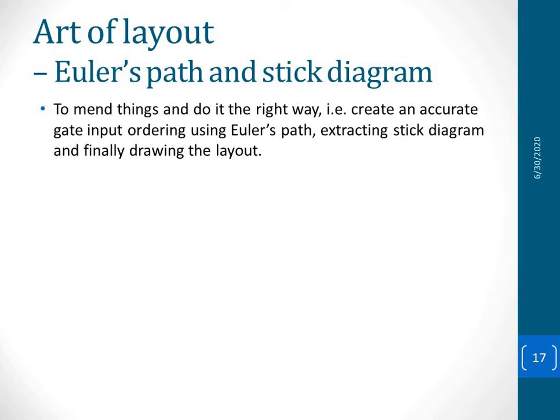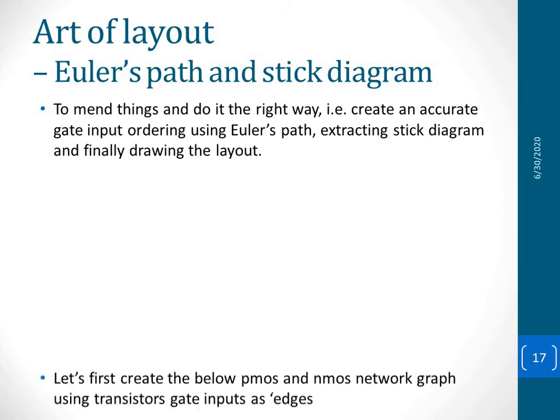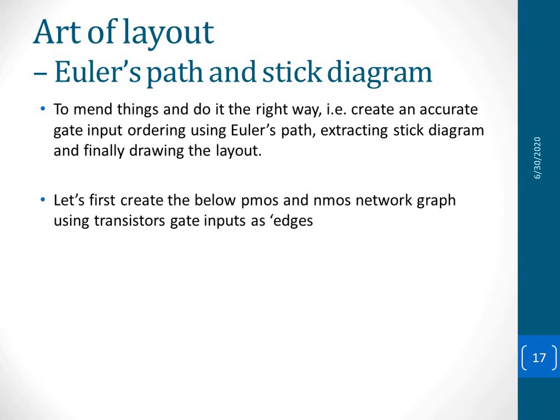So to mend things and to do it in the right way, that is, to create an accurate gate input ordering, we use Euler's path, extracting the stick diagram and finally drawing the layout. Let's first create the PMOS and NMOS network graphs using transistor gate inputs as edges. Let's consider a function Fn is (B plus D) into (A plus C) dot EF, whole bar.